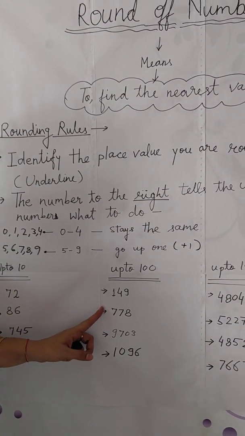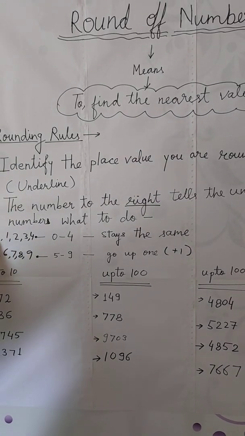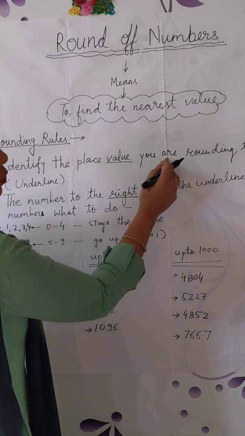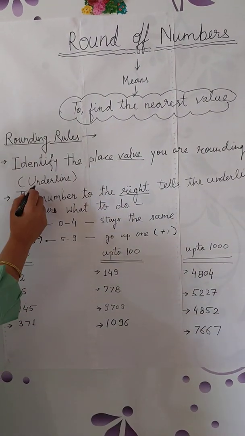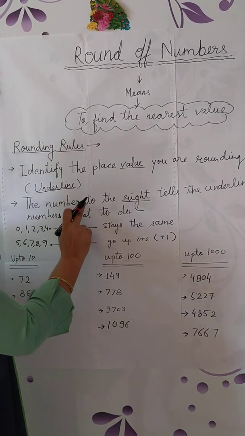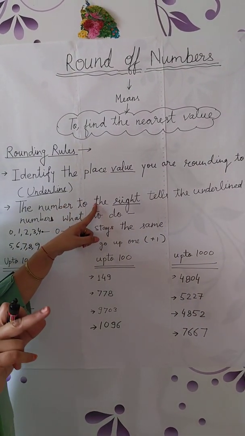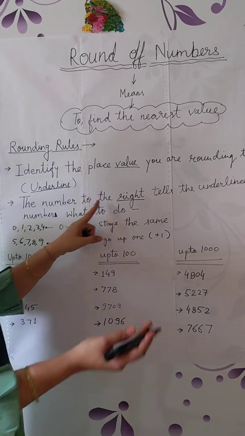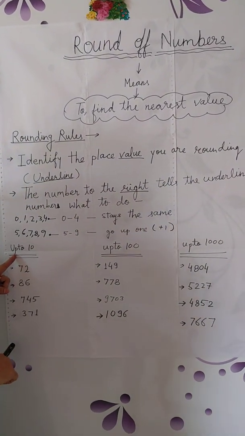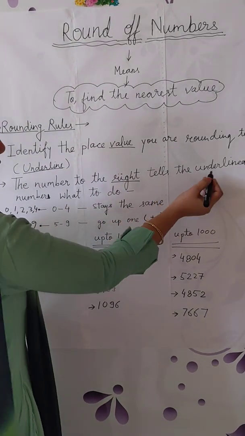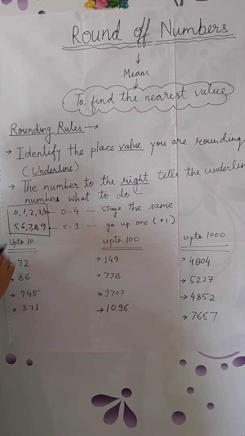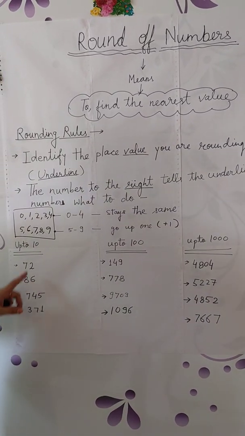I hope you have understood. Just see again. First, identify the place value you are rounding to and underline it. Second, look at the number just to the right of that place, which tells the underlined number what to do, and you have to follow this rule. Now just see one example.